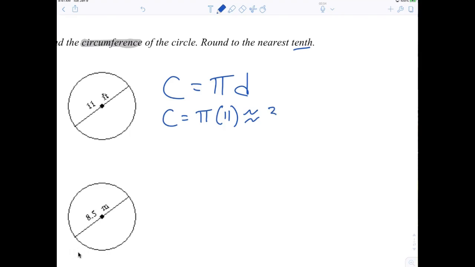34.6. And then I want you to make sure you do the units. 34.6 feet.